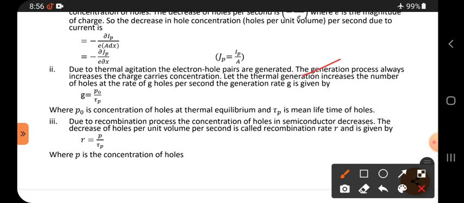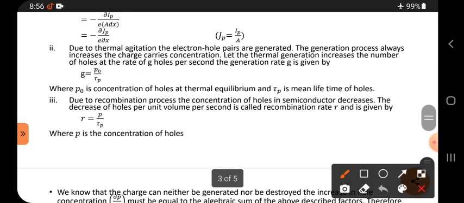The generation process always increases the charge carrier concentration. Carrier concentration means hole concentration or electron concentration, so the number of electrons or holes increases. Let the thermal generation increase the number of holes at the rate of G, meaning how many holes are generated per unit time. Generation stands for G, holes per second. The generation rate is given by p naught by tau p.